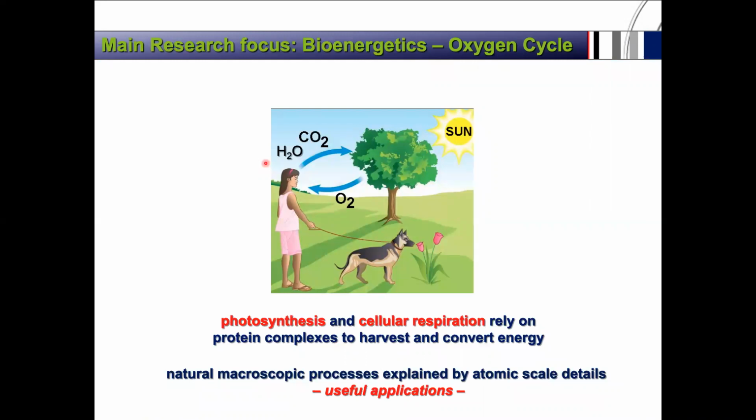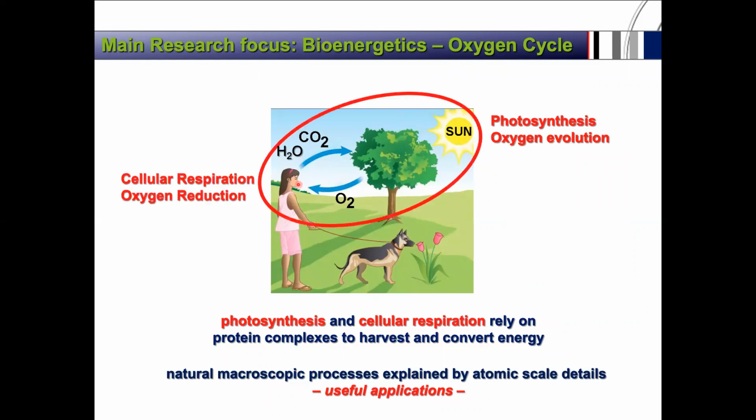Research in the lab is based on bioenergetics and the oxygen cycle. We have photosynthesis and the oxygen evolution, as well as cellular respiration, where oxygen gets reduced to water by humans. And this closes the cycle, the oxygen cycle. Photosynthesis and cellular respiration rely on protein complexes to harvest and convert energy. So natural macroscopic processes can be explained by atomic scale details and have useful applications.